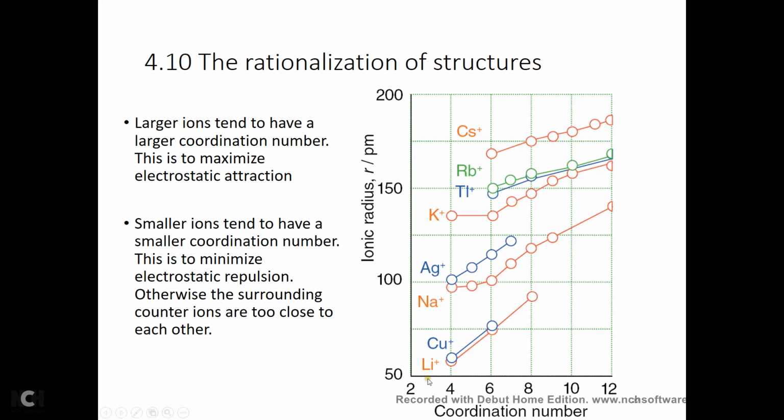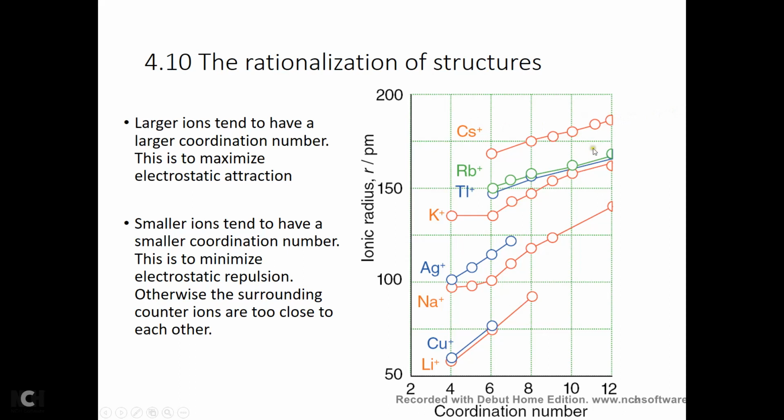Now, for example, lithium plus and copper plus have smaller ionic radii, therefore their coordination numbers are usually small, between 4 and 6. Cesium plus is pretty big in size. It has a large ionic radius, and therefore cesium plus tends to be surrounded by many counter ions, between 6 and 12 counter ions. So when you have 12 counter ions, you have 12 attraction terms between this cesium plus and its surrounding 12 counter ions.